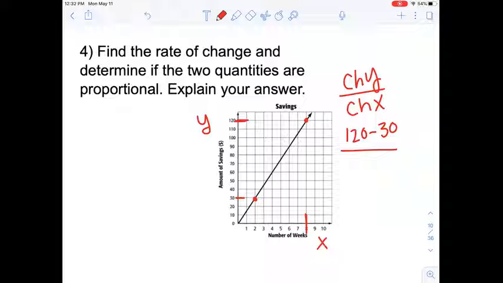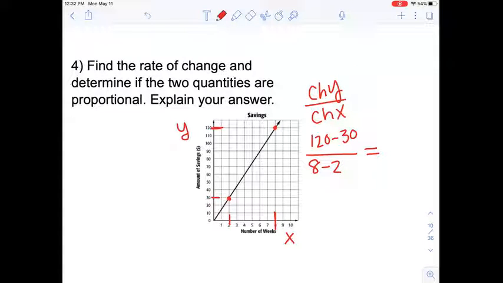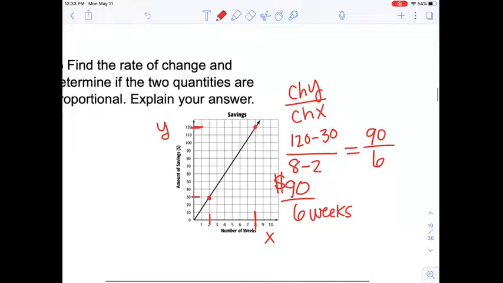And then change in x, we always have to start with the one that corresponds with the starting y. So I'm starting with my 8, and I'm going to have 8 minus 2, because those are my 2 x values. And now I'm going to solve this. 120 minus 30 is going to give me 90. 8 minus 2 gives me 6. And now I have my fraction 90 over 6. Then I add my labels. So my y is amount of savings, so we have $90. And my x is weeks, so 6 weeks.